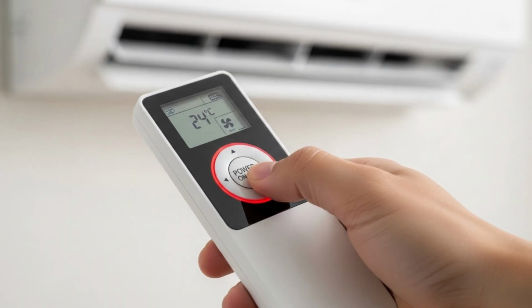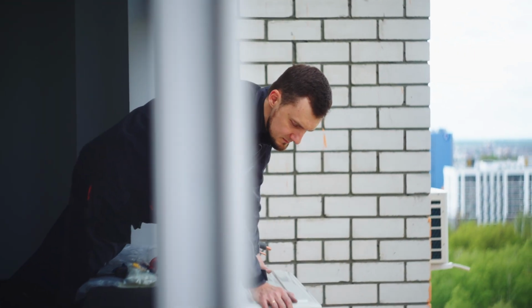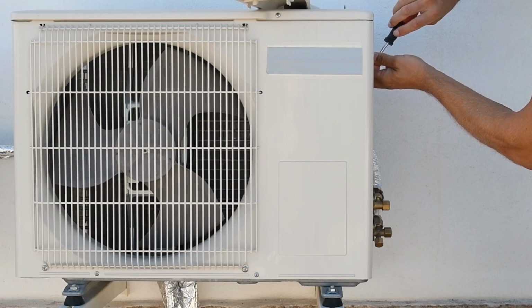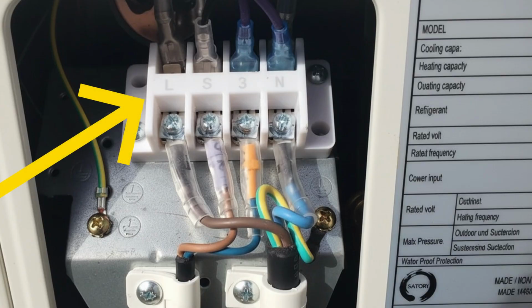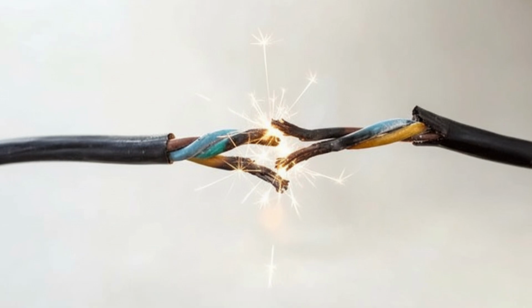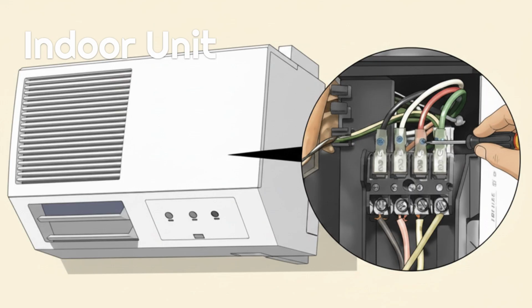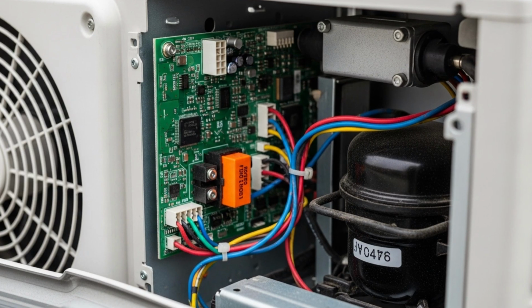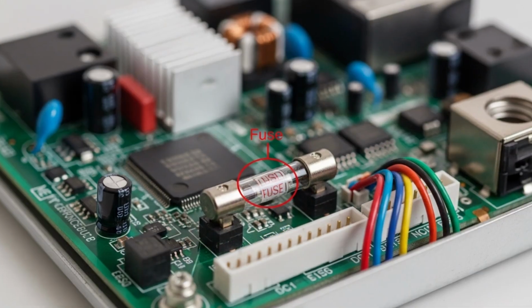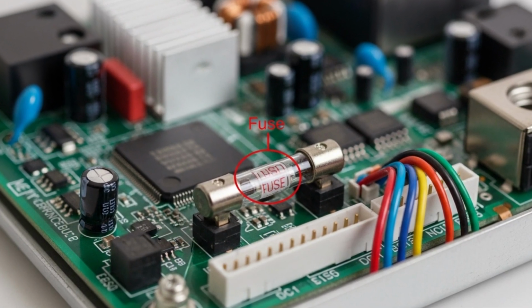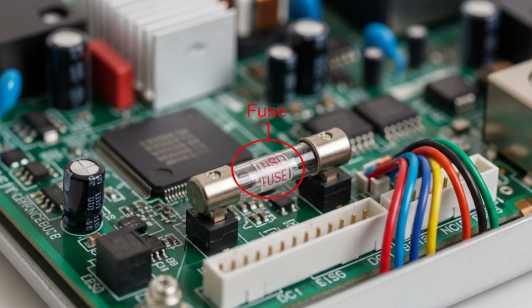Turn power off again. Open the outdoor unit terminal cover. Look for the terminal labeled S or sometimes 3. That's usually the communication wire of black color. Make sure it's tight, not loose, not burnt, and not damaged. Follow that same wire back to the indoor unit and check that end too. Also, inspect the outdoor PCB fuse. If it's blown, replace it with the same type and rating.